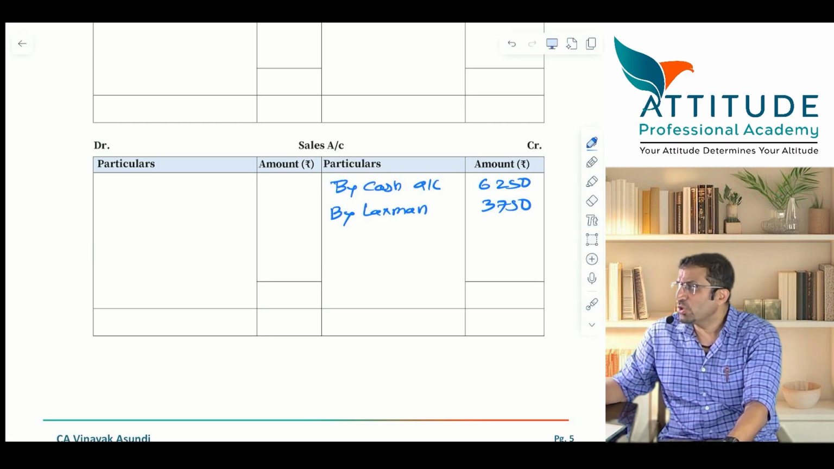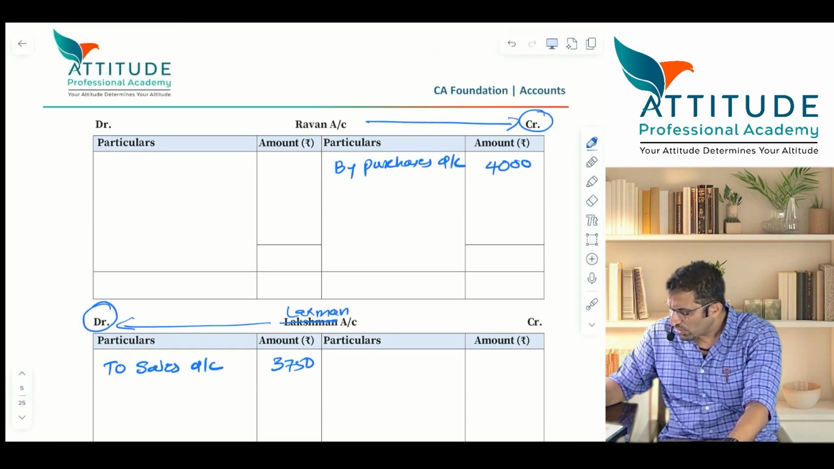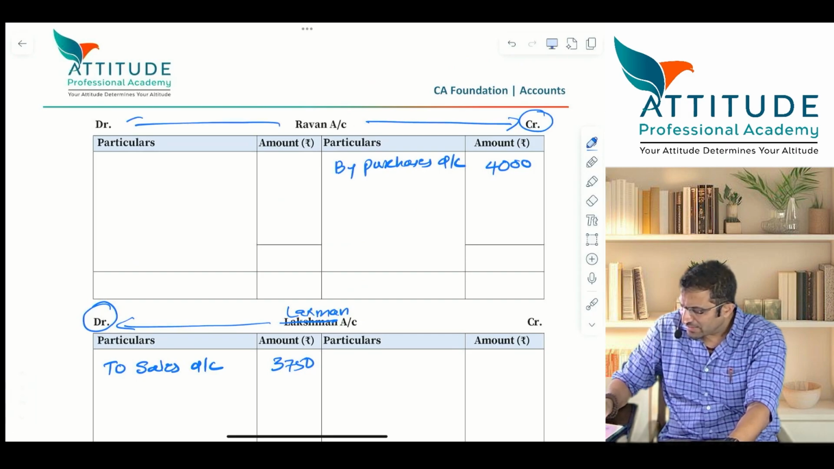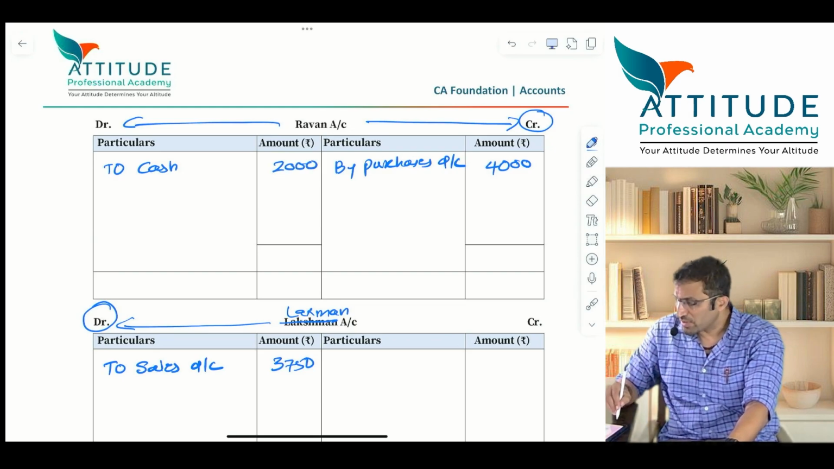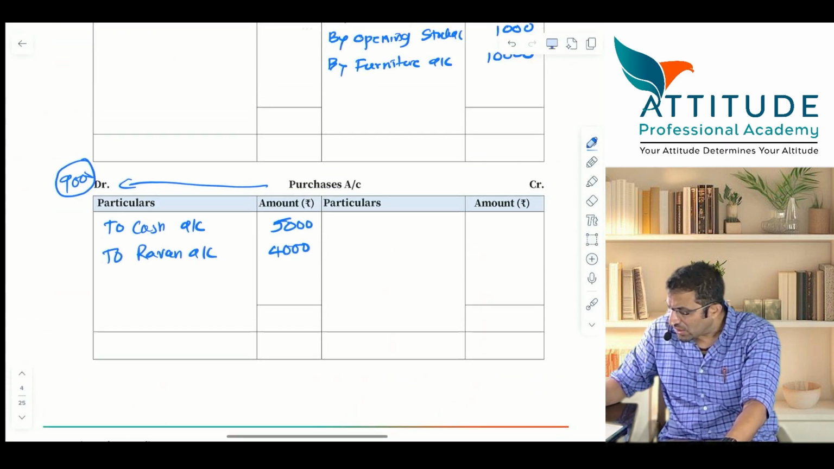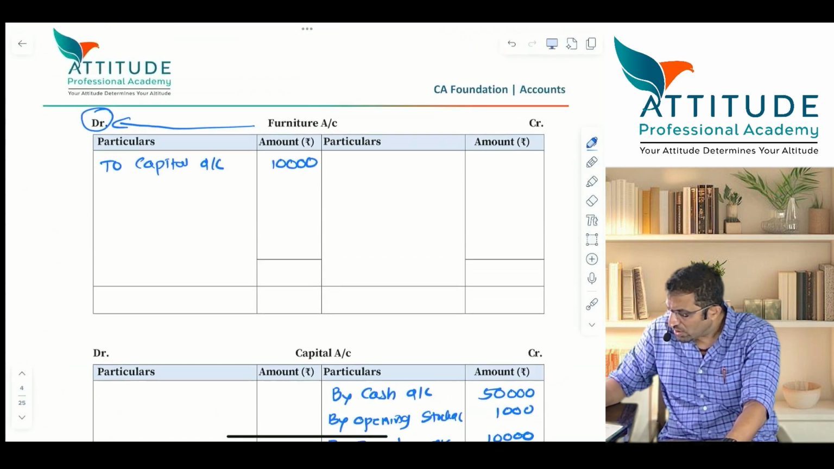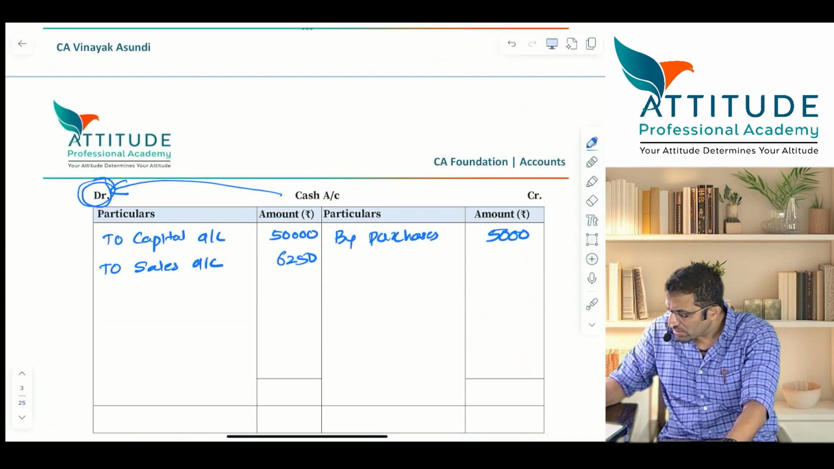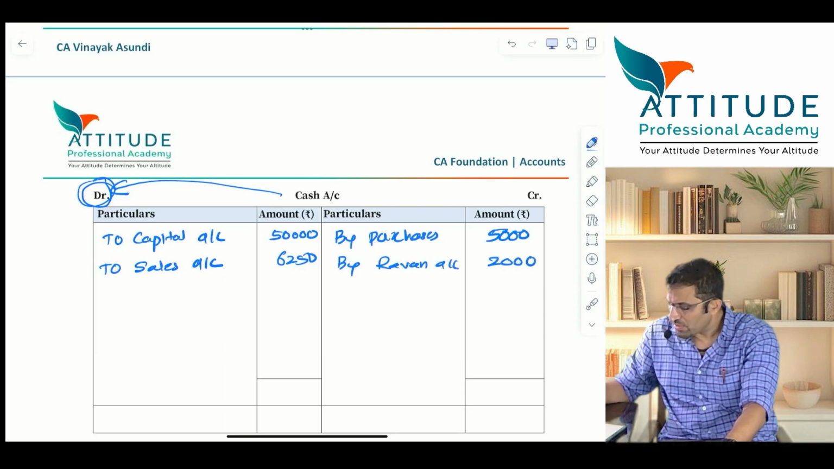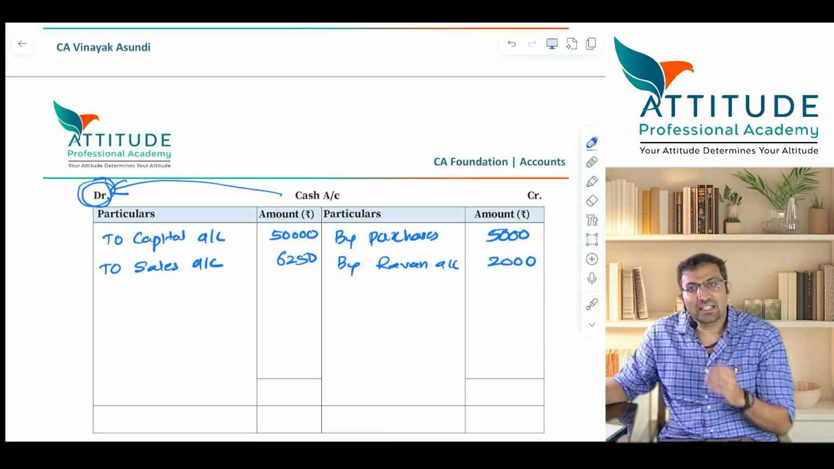You have paid cash to Ravan. So the entry is Ravan account debit to cash. That is simple. Go to Ravan account. On the debit side, to cash. How much is paid? 2000. Ravan account is debited by 2000. Similarly, go to cash account. By Ravan account. How much? 2000. All of you got it? Clear?